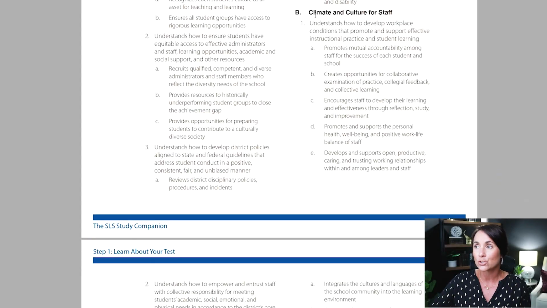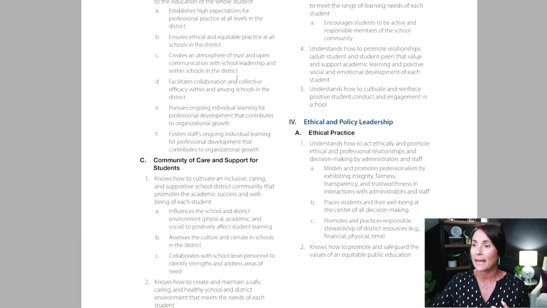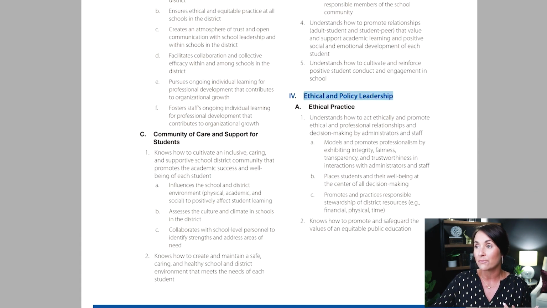We have climate and culture for staff. Of course, we want to promote that. Then we get into content category number 4, ethical and policy leadership. As a superintendent, policy, state law, things like that, federal law are going to guide your decisions and what you're allowed to do. You're going to be working a lot with school boards, and so there are going to be some specific rules that you're going to need to abide by. So that's really, really important.